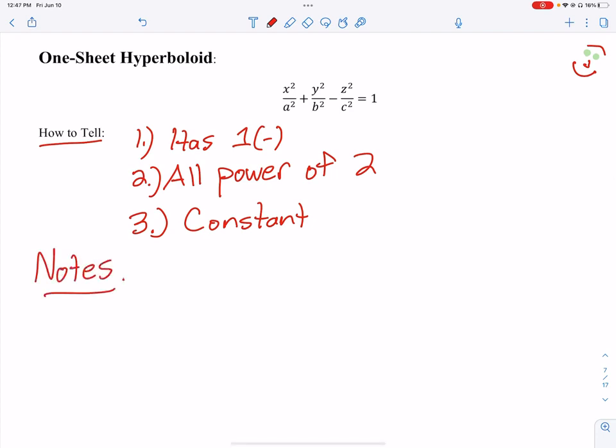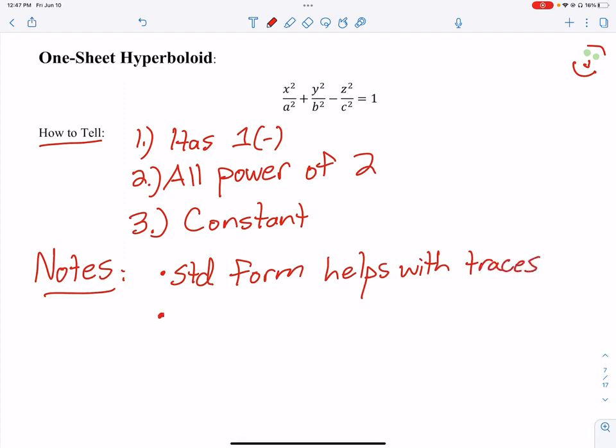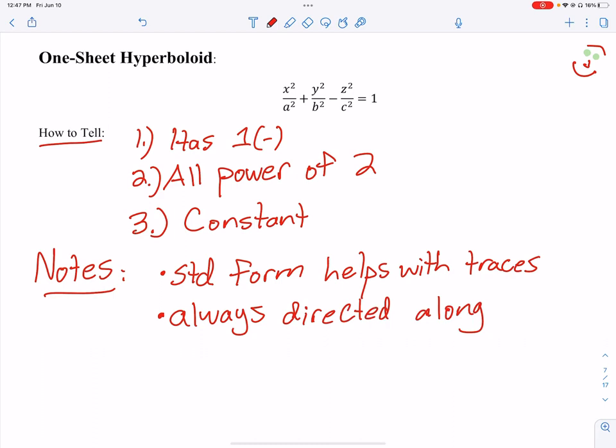Let's do a couple notes on this. Like last time for the ellipsoid, standard form helps with traces. All right, it's always directed along the axis with the minus. You'll see what I mean when we see the shape for that.